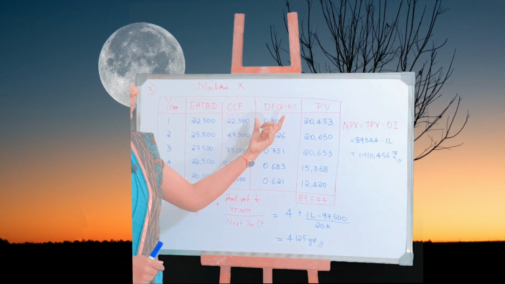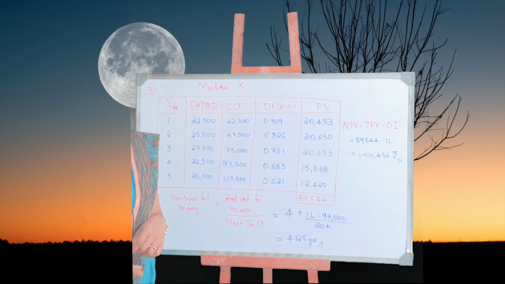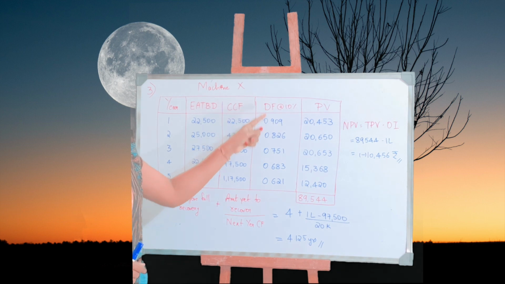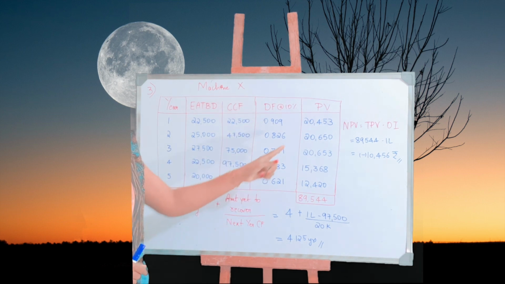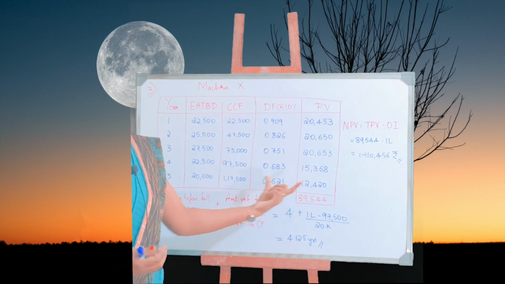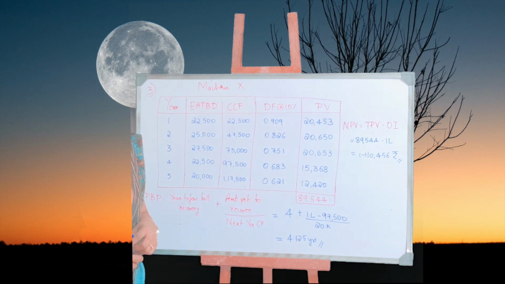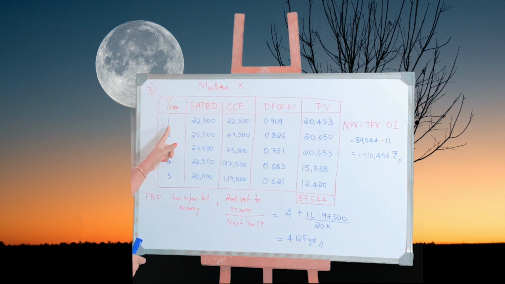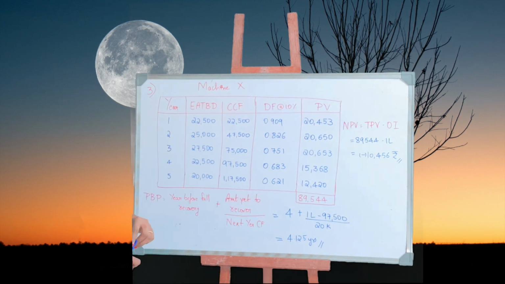And the next column is the discount factor at the rate of 10% given in the question. Hope you have understood how to find out these values by now. And the last column is present value. These two columns belong to NPV. These two columns belong to payback period. Got it? Now here, first thing is payback period. Find out the payback period.